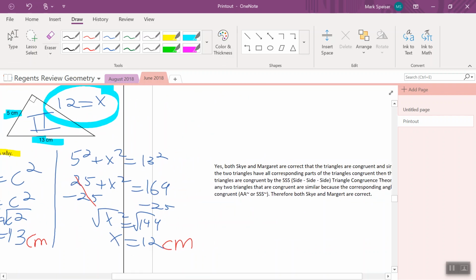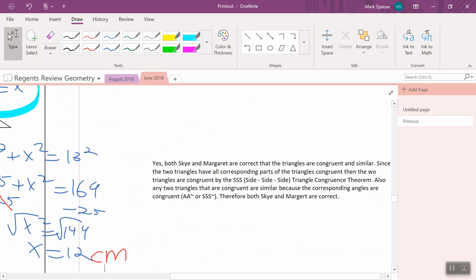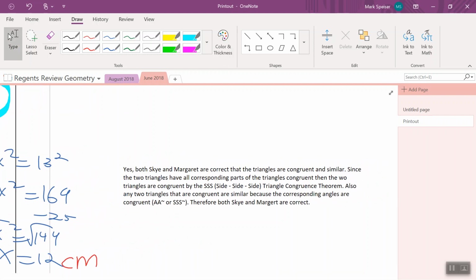Just write this conclusion. Yes, both Sky and Margaret are correct. Triangles are congruent and similar, since two triangles have all corresponding parts congruent, and the two triangles are congruent by the side-side-side triangle congruency. Also, any triangles that are congruent are similar because the corresponding angles are congruent. We either use angle similarity or side-side-side similarity. Therefore, both Sky and Margaret are correct because all congruent triangles are similar.